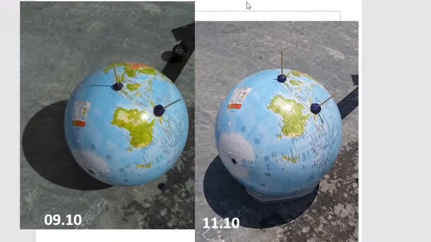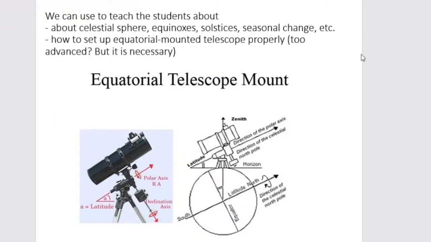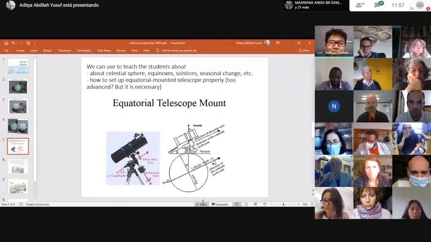So one of my students asked how we can use the parallel Earth experiment to set up an equatorial mounted telescope properly. This is so funny because he has the telescope, and he doesn't know how to set up the equatorial mounted telescope properly. And then he said to me, "Hey, Mister, if we can share this experiment with the people, we can set up the telescope properly."